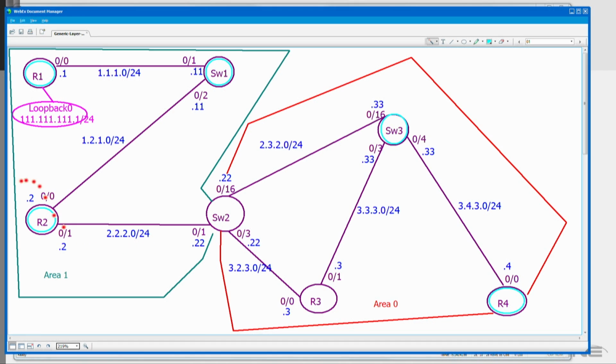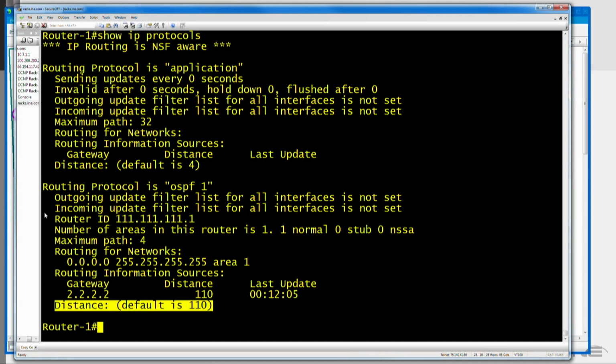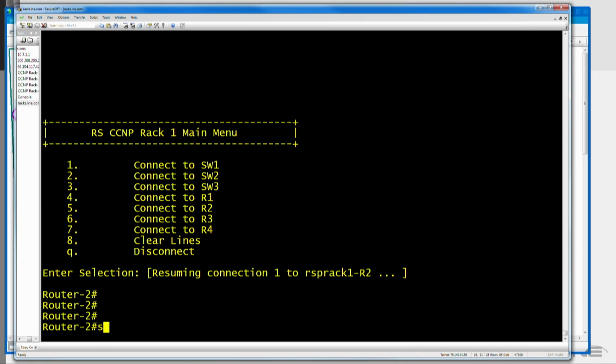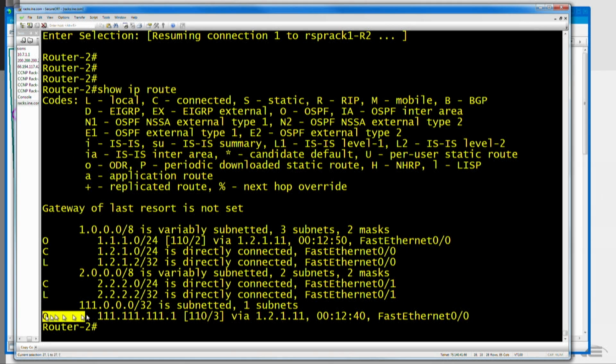Going back here once again, because router 1, switch 1, and router 2 have already been pre-configured, router 2 should have learned about this loopback network, 1.1.1.1, and he should have learned about 1.1.1.0 as OSPF routes. So let's take a look in his OSPF routing table of router 2. Show IP route. And there we can see, there's that loopback network that was learned via OSPF. And here's that other network that was learned via OSPF.